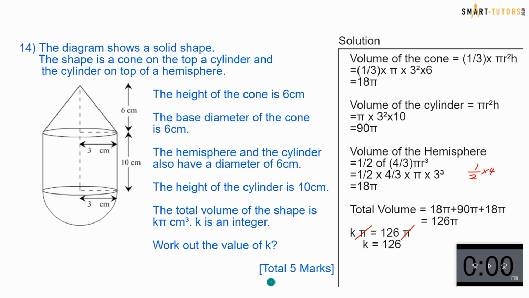Times 4 over 3 and times 27, right? So 3 is going to be cancelled with the 27 to give 9, and 2 is going to be cancelled with the 4, so 2 times 9 is 18 pi, which is correct. So the total volume is 18 plus 90 plus 18, which is 126 pi. The question says the total volume is k pi, so k pi equals 126 pi, both pi cancelled, so k equals 126.